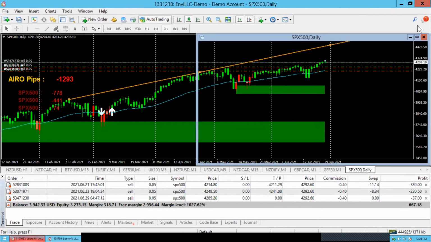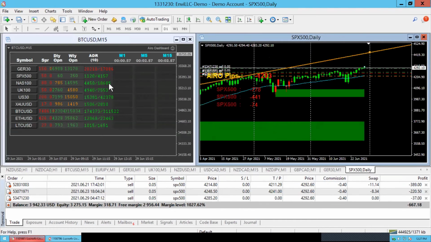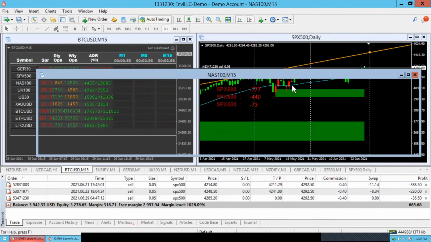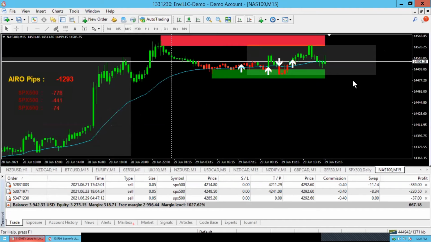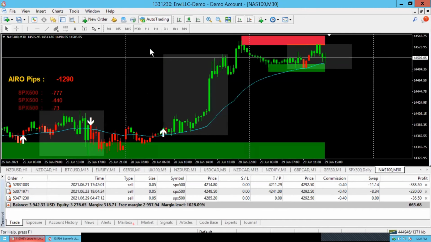So how about we look at the NASDAQ? That's another one that Eden's requested that we check out. Okay. And we're going to go to the 30-minute. Here's our zone right here. Here's our 30-minute range. Let's see, yep, this is yesterday's range.